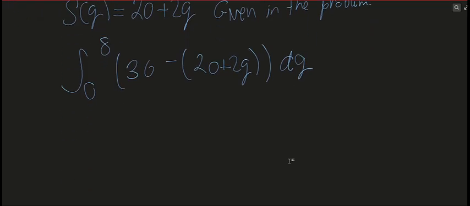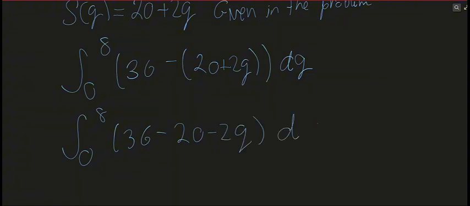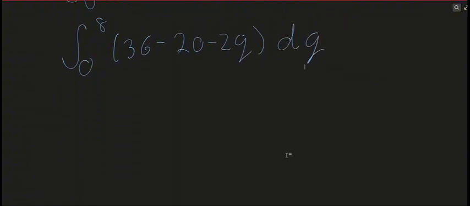Okay, so let's touch up the integral and clean it up. You've got the integral from 0 to 8 of (36 minus 20 minus 2Q), all of that multiplied by dq. So 36 minus 20, we might as well clean that up to 16. So it's the integral from 0 to 8 of 16 minus 2q dq.